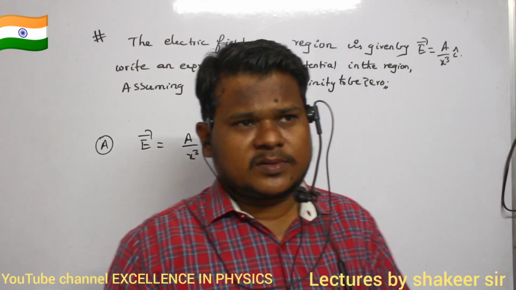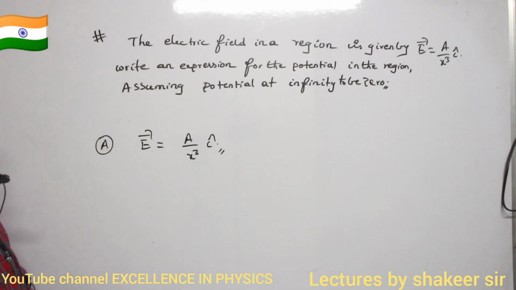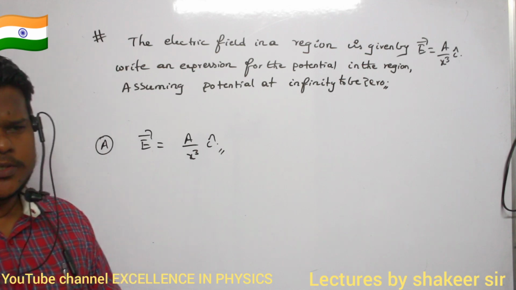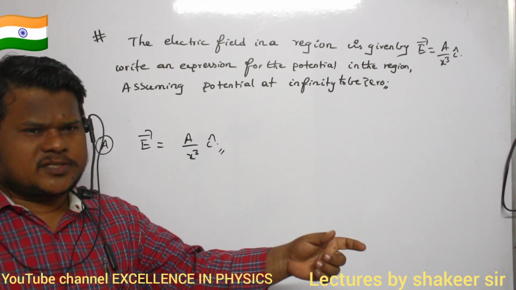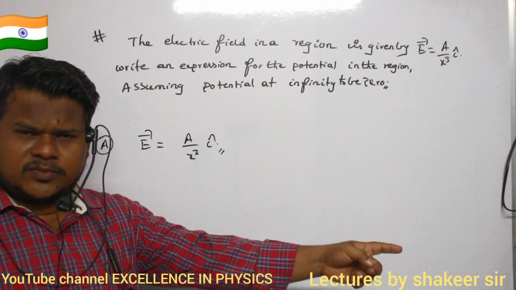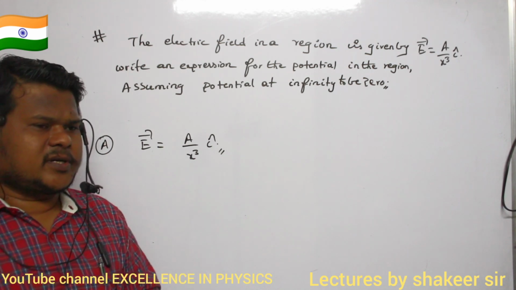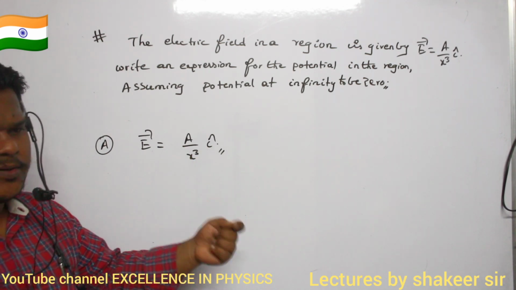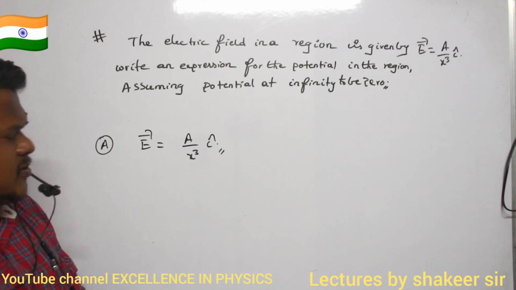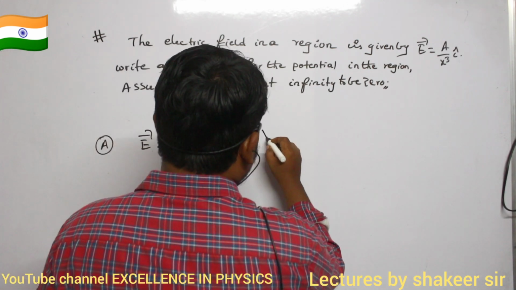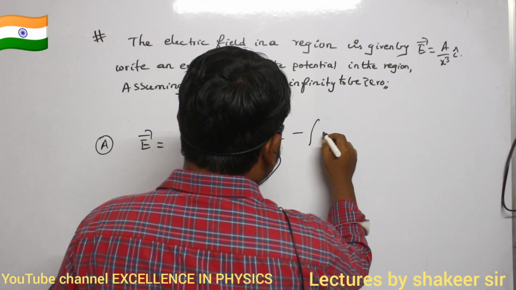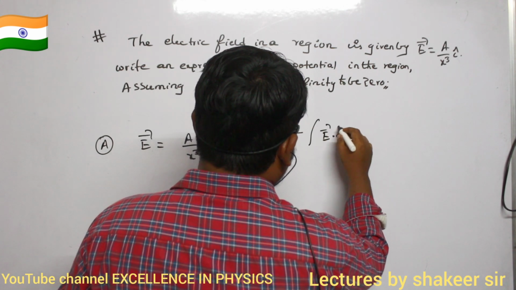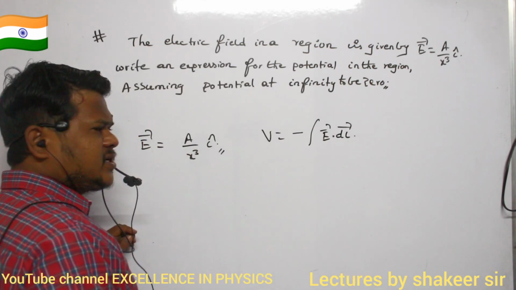Okay, so that is the definition of absolute potential: the work done to bring a unit test charge from infinity to a particular point. Here also he is asking us to find the absolute potential only. So how can I calculate absolute potential? V is equal to minus integration of E vector dot dl vector. This is the equation for potential, no?